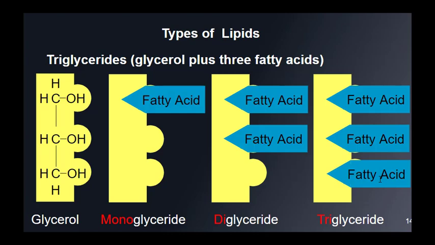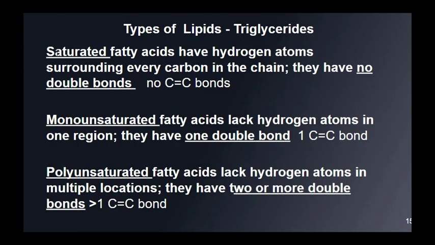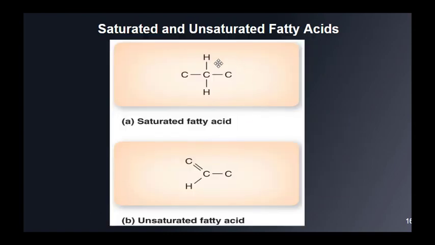We call the fat saturated if the carbons are surrounded by hydrogens and they have no double bonds. We've also got unsaturated fats, and they can either be monounsaturated or polyunsaturated. In the monounsaturated, we've got one double bond, and in the polyunsaturated, we've got more than one double bond. So here we can see a saturated carbon, saturated with the hydrogens, and here's an unsaturated carbon. The unsaturated fat has got a double carbon bond.